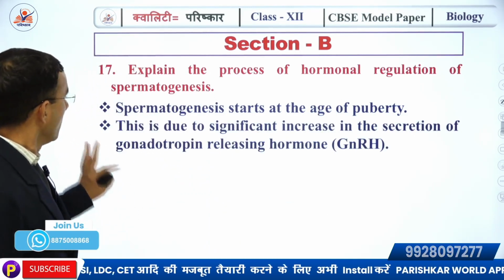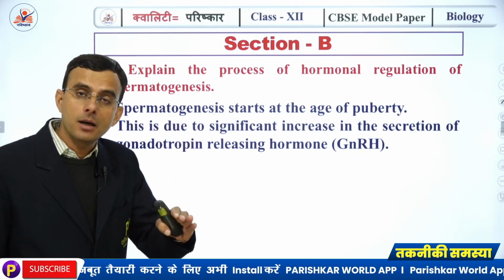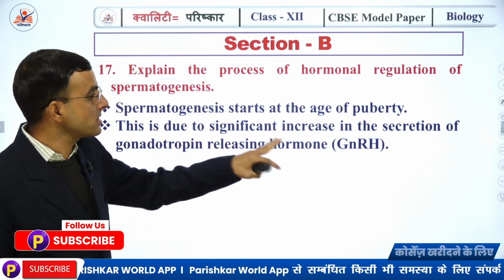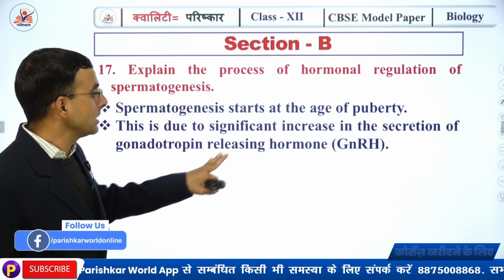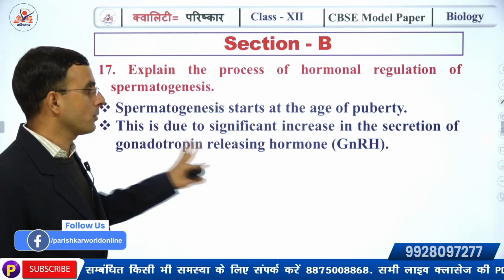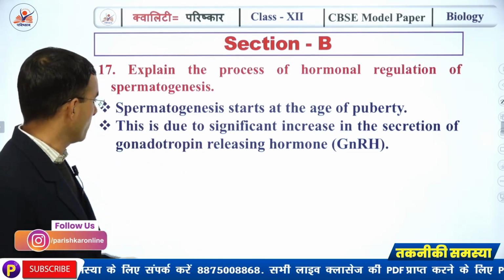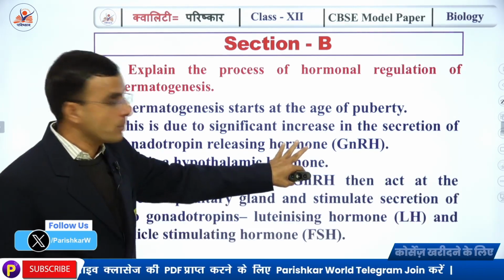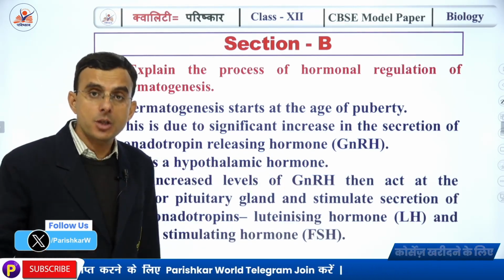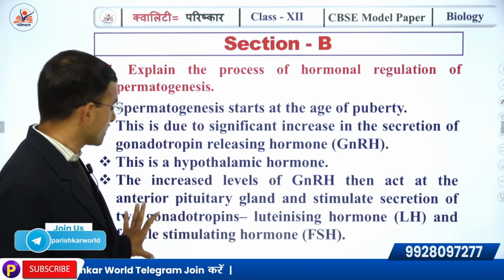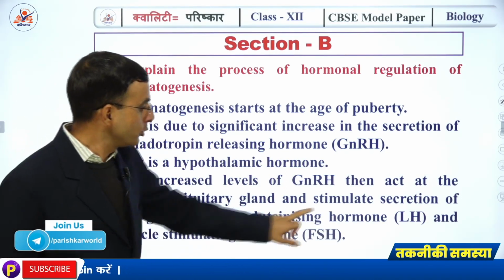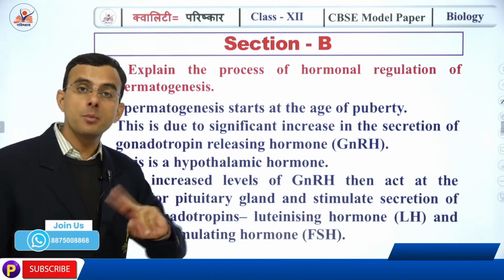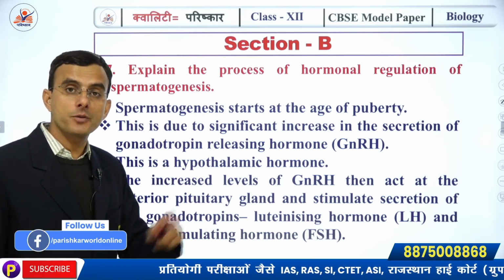When one attains the age of puberty, there is a significant increase in gonadotropin releasing hormone. These hormones are secreted by the hypothalamus region. These hormones stimulate the glands to secrete two hormones, luteinizing hormone and follicle stimulating hormone. They are very important for development of sperms by spermatogenesis.